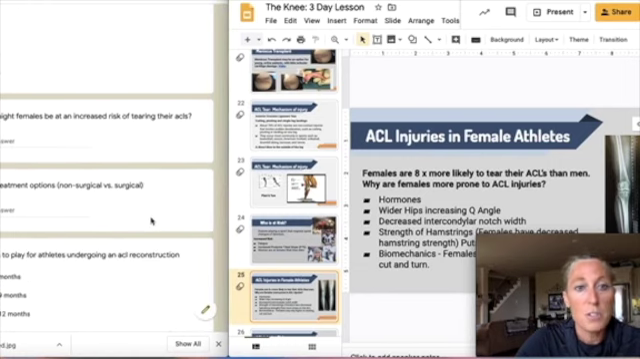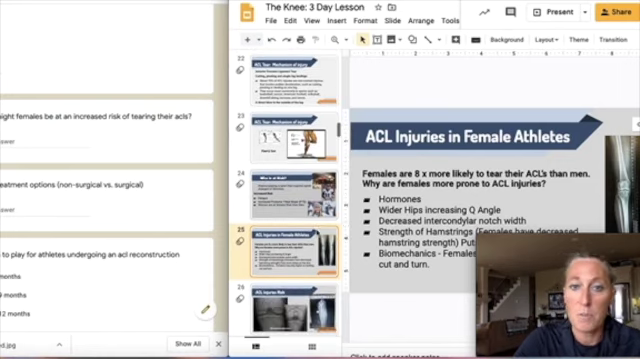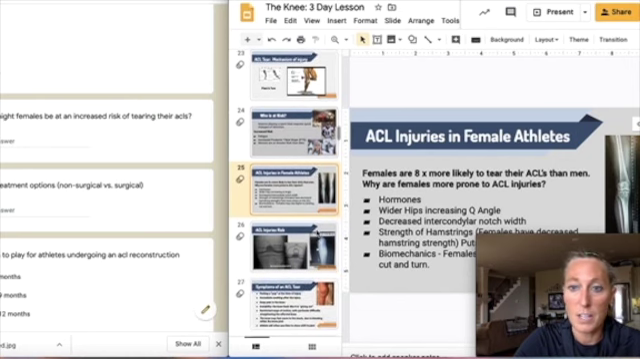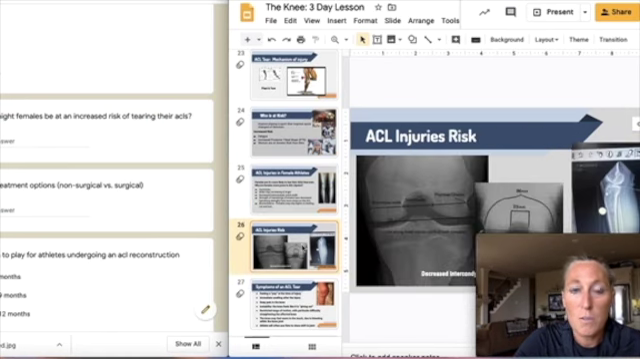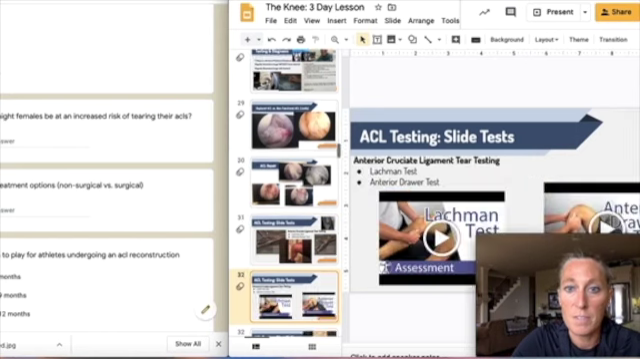ACL treatment options, non-surgical versus surgical. The non-surgical is going to be physical therapy. And if you are not in an active profession and you don't plan to do any athletics, some people can get through with just physical therapy and strengthening the muscles around the quads, the hamstrings, the gastrocnemius, the soleus. Others are going to look into surgical options for ACL tear.